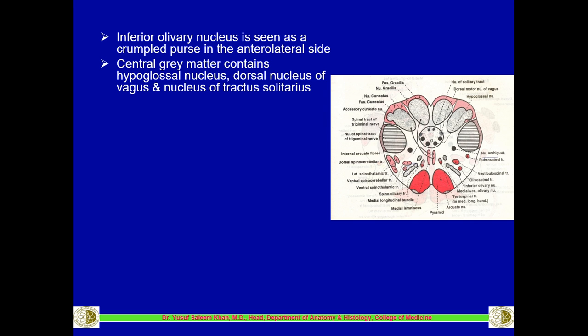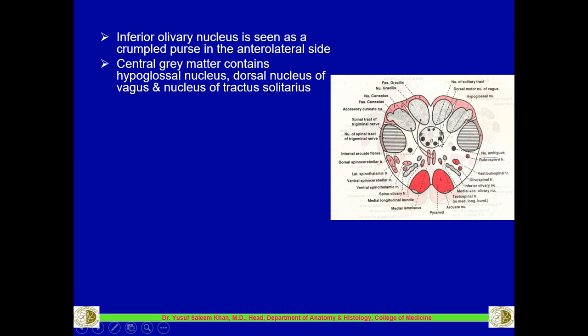The central gray matter contains the hypoglossal nucleus. Very important nuclei are there. This is the central gray matter, and this is the central canal, which is present here. On either side, you can appreciate the presence of very important nerve nuclei. One is the hypoglossal nerve nucleus. So this is the hypoglossal nucleus.